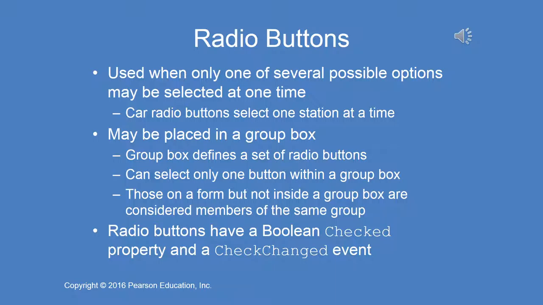We use radio buttons when there are several possible options, but only one of them may be selected at one time. If you remember car radio buttons, and I doubt that you do, they were mechanical buttons. I guess we do have electronic buttons now. You can only select one station at a time with the car radio buttons.